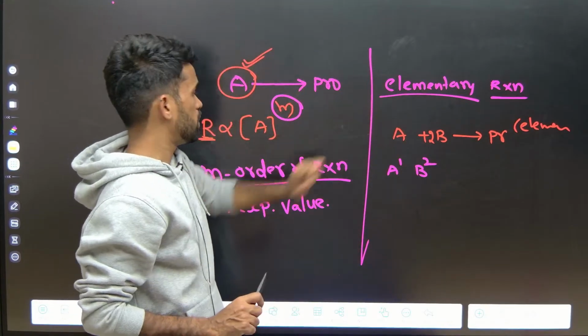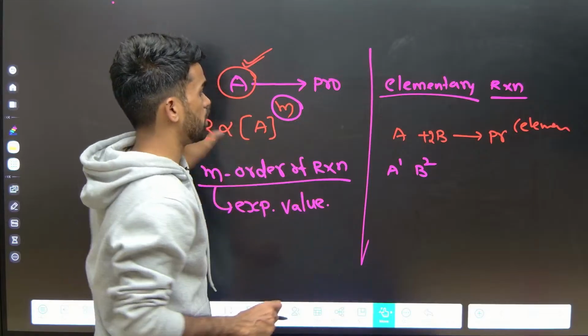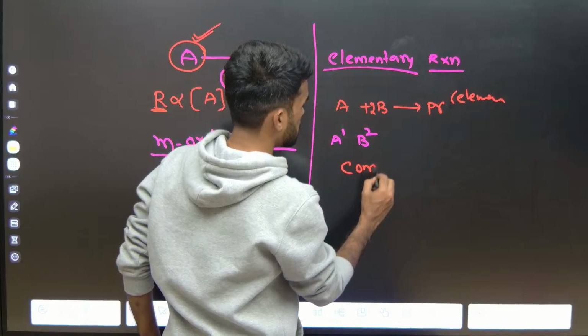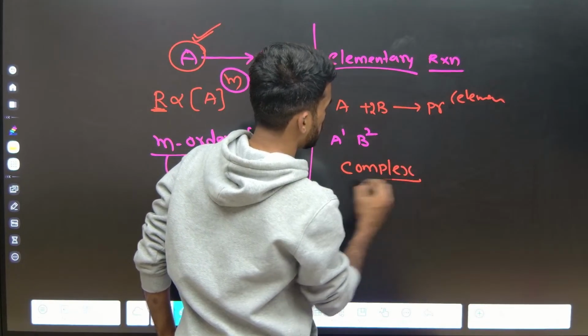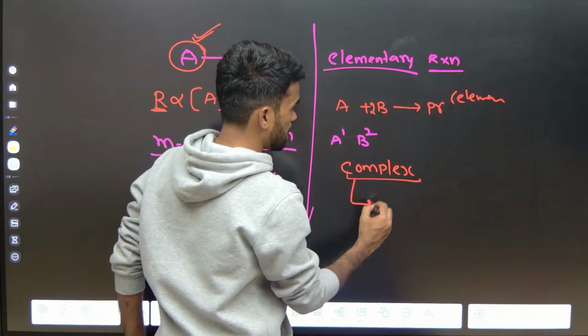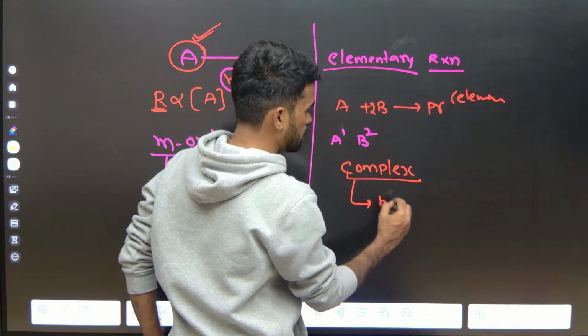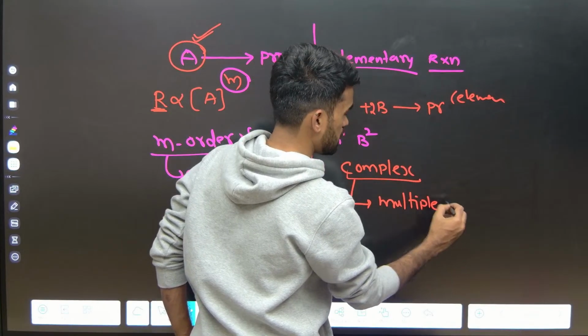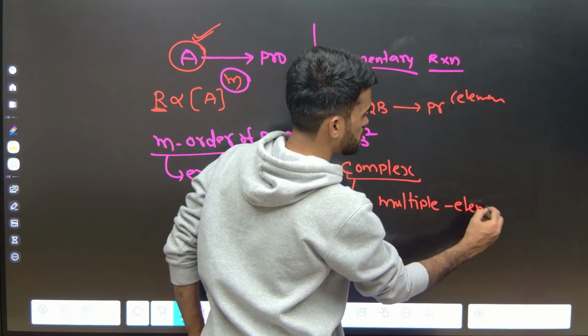But if they don't mention that this is an elementary reaction, or if they mention something like a complex reaction, see, chemical reactions are of two types. One is elementary reaction, another one is complex reaction. Complex reactions are reactions which involve multiple steps, that is, multiple elementary steps will be there.